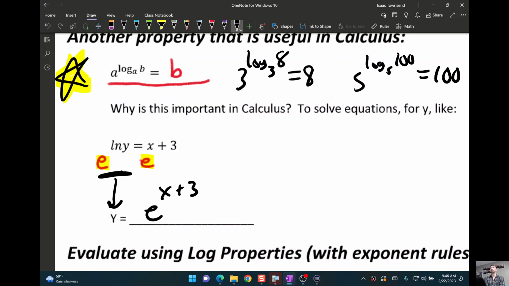So it's not hard to apply. And again, we're not going to make you exponentiate to solve. But I just wanted to give you some context to the property instead of just telling you that you need to know it.